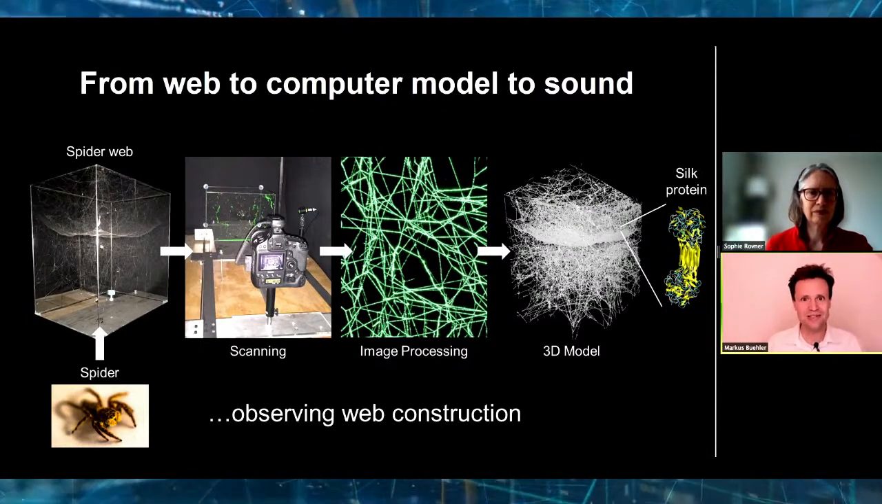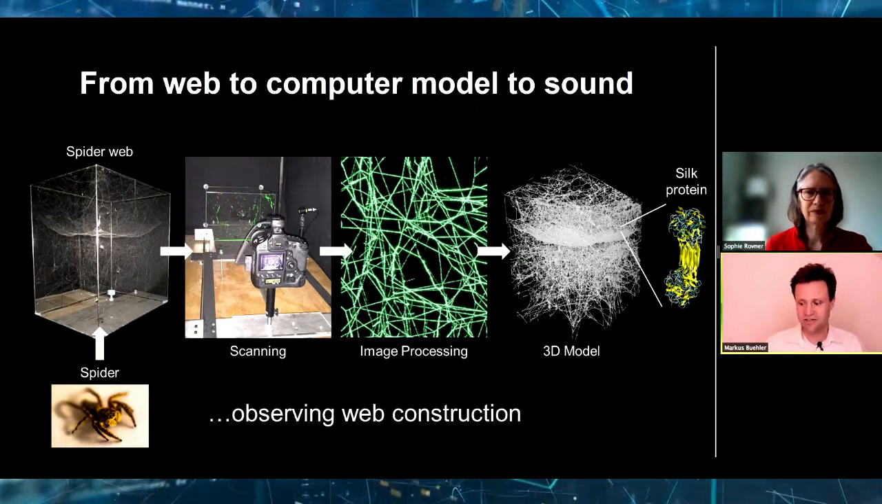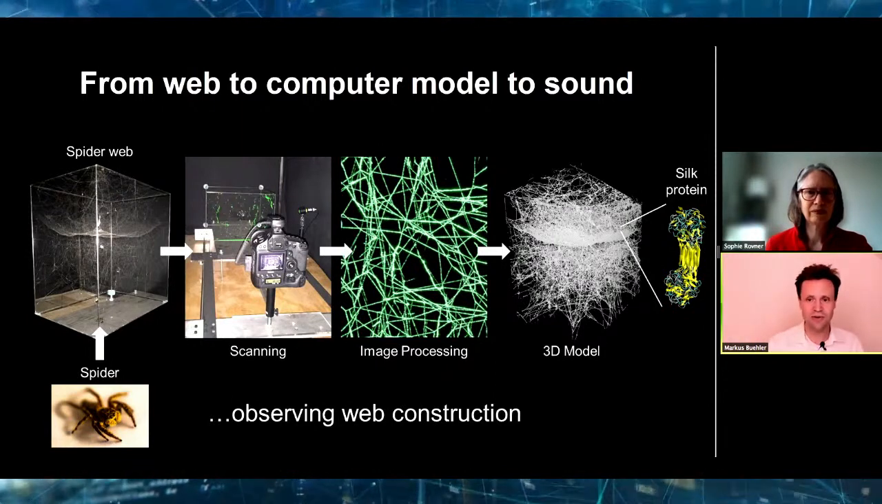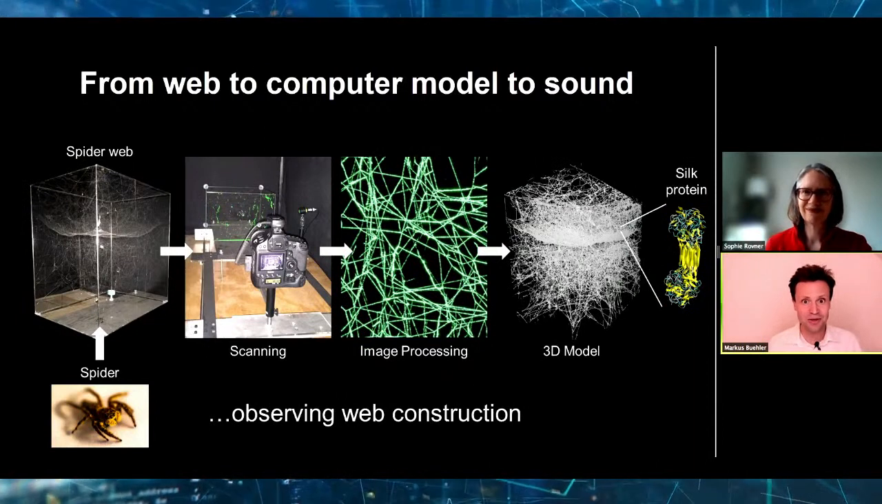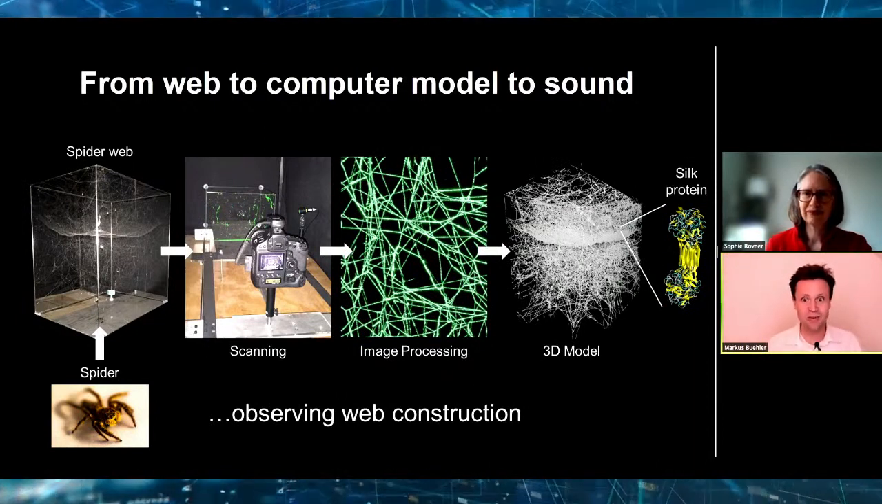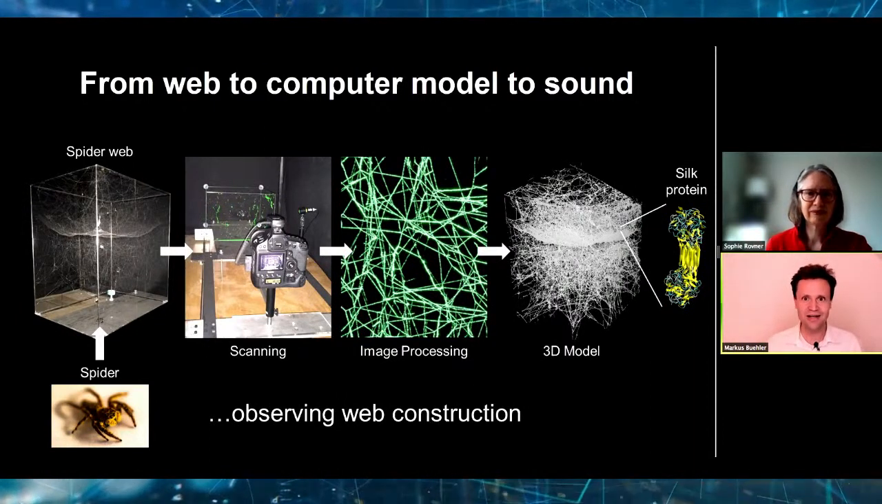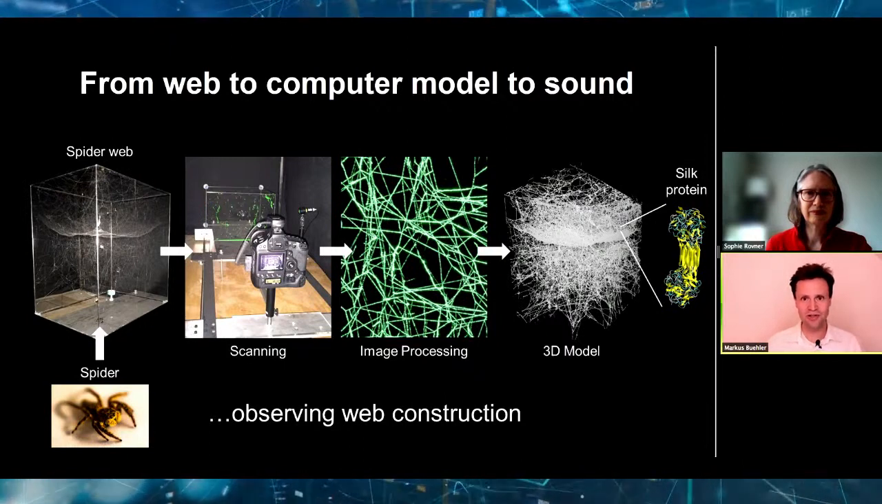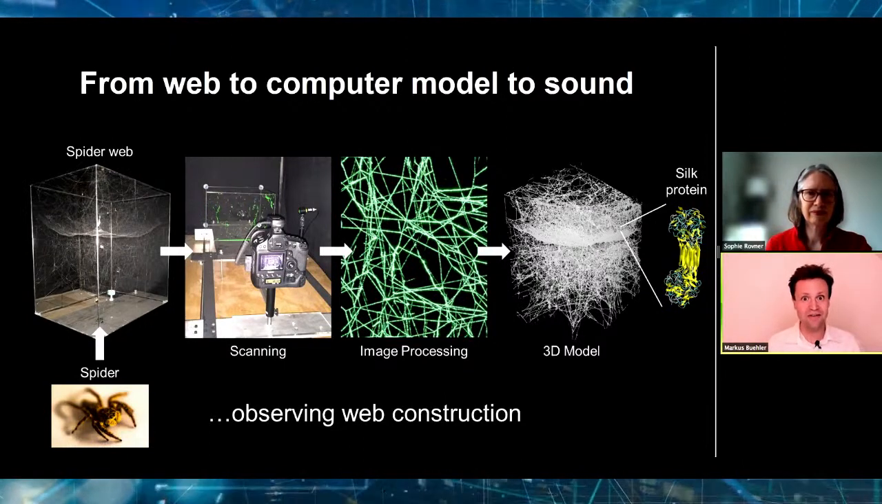Now, why are we interested in looking at spider webs? Well, there are many reasons. One is that spiders are really interesting 3D printers. They are autonomous 3D printers that essentially construct spider webs like a 3D printer, but without any support material, without any scaffolding material. So that's quite a feat.